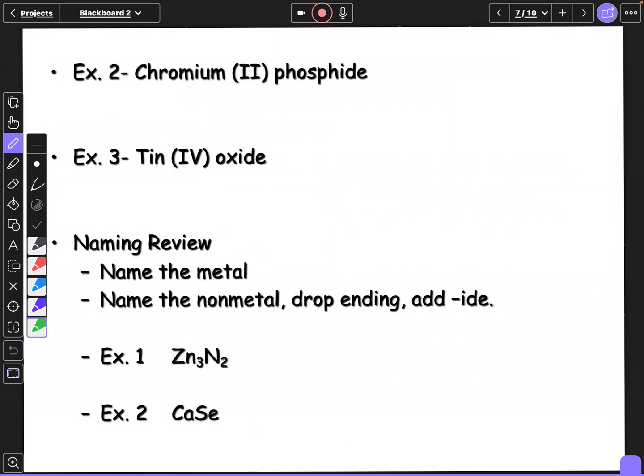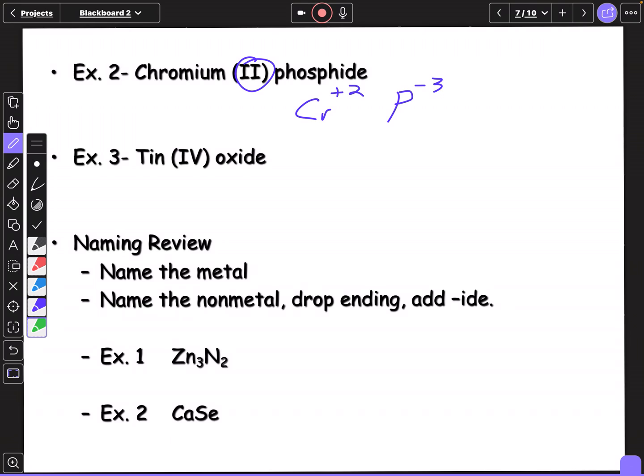If we look at a couple more examples. Chromium 2 phosphide. Now chromium, I look up and its symbol is Cr. So I'm going to write the symbols for the cation. It's the metal ion formed. And it's telling me in the name that it's a +2. Phosphide is phosphorus, P. It's in group 15 or 5A. It forms a -3 charge.